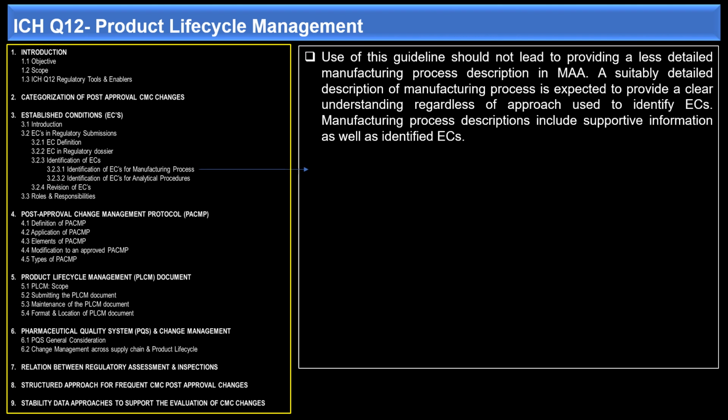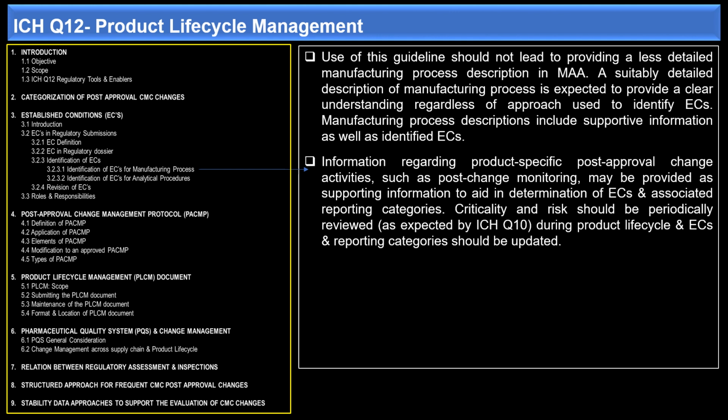Use of this guideline should not lead to providing a less detailed manufacturing process description in the manufacturing authorization. A detailed description should be provided regardless of the approach used to identify the ECs. The manufacturing process description includes supporting information as well as the ECs. Information regarding product-specific post-approval change activities, such as post-approval monitoring, may be provided as supporting information to aid determination of ECs and associated reporting categories.